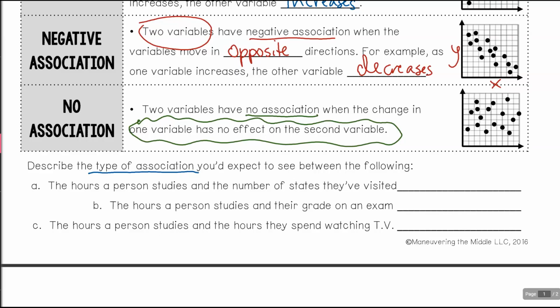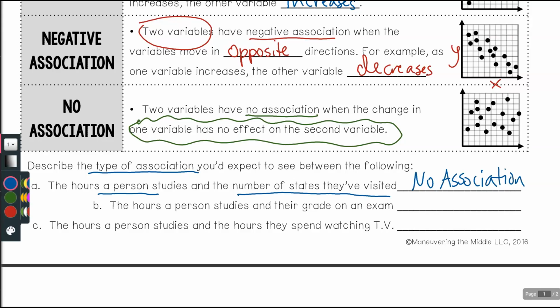So the hours a person studies is one, and then the number of states they visited, okay? In general, the hours a person studies and states they visited, that's probably a no association. In general, there's really no relationship or effect between the two of those. Just because a person studies a bunch doesn't mean they're going to a bunch of different states, or vice versa. So this one really is a no association because there's really no relationship between the two of them.